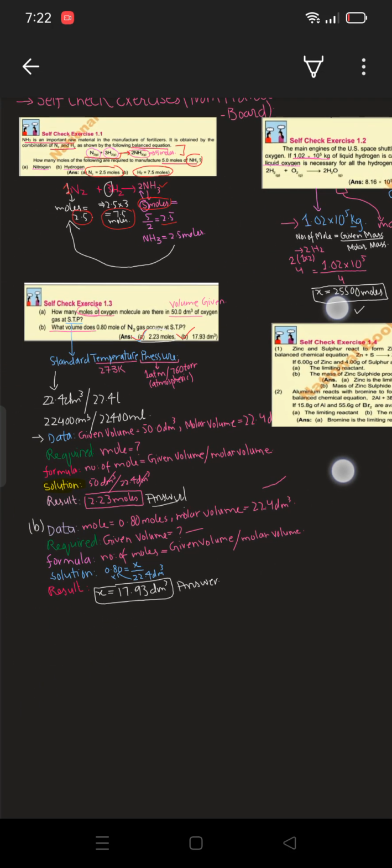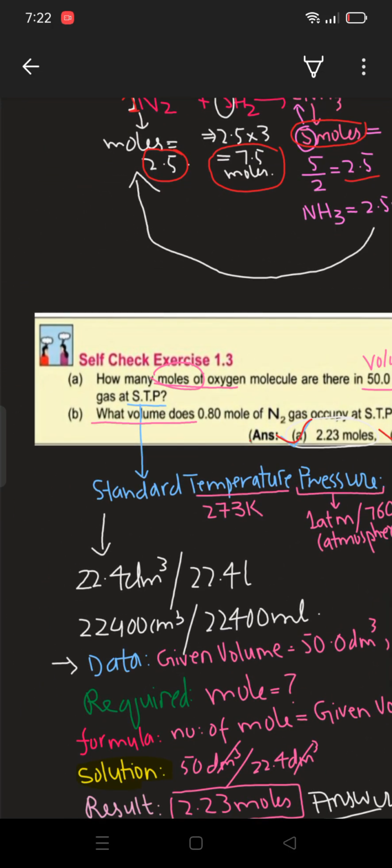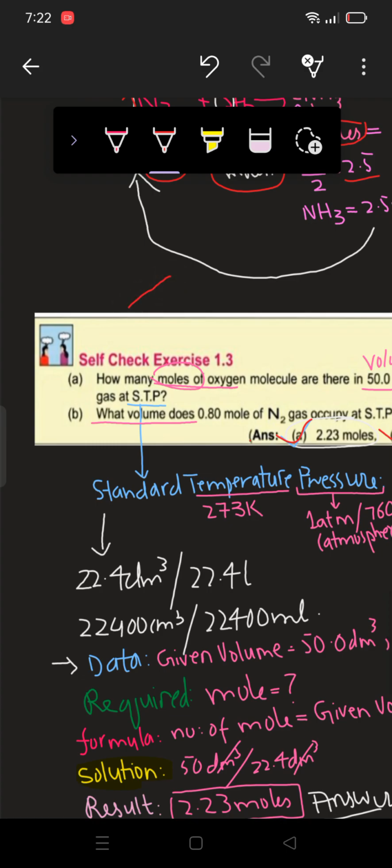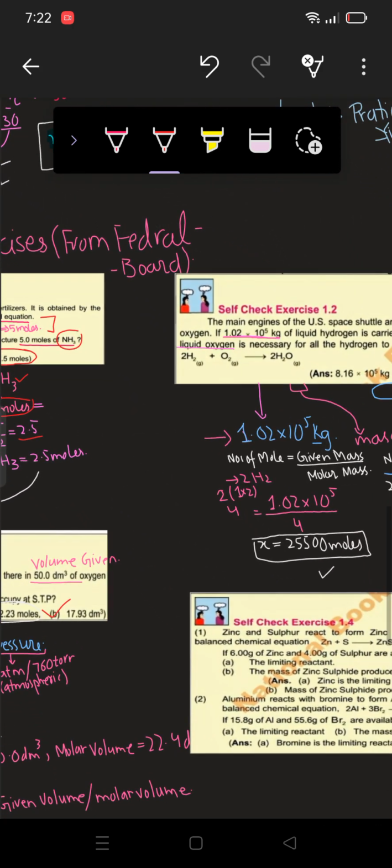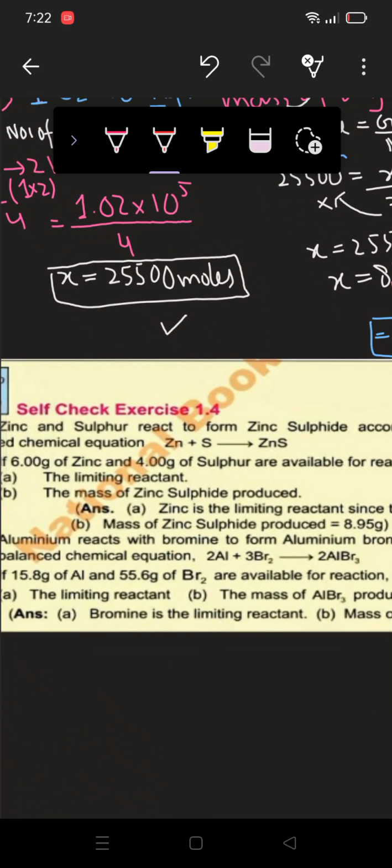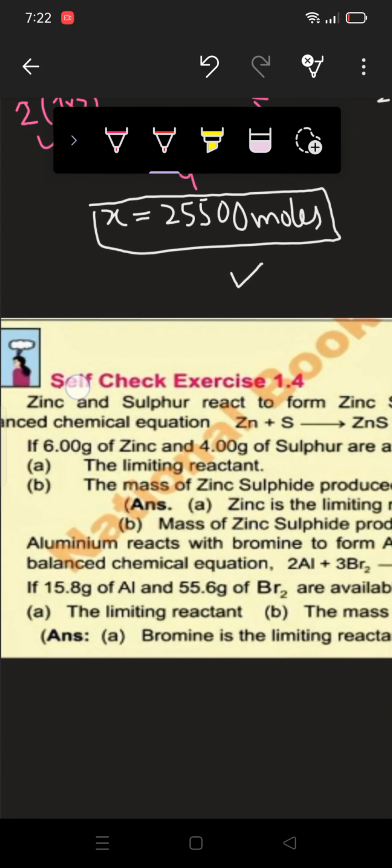Okay, so as in the last video, we have solved exercise 1.3 from the federal book. Alright, in today's video, we are going to solve self-check exercise 1.4. As you can see, that's visible on the screen, right? Self-check exercise 1.4. There we have two parts, right?